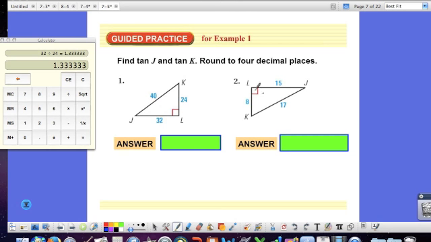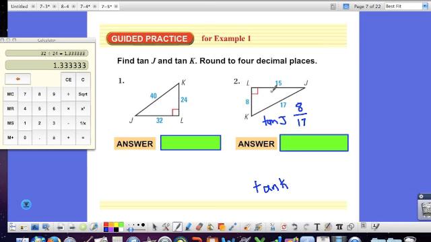And we're going to do the tangent of J and K. Once again, that's going to be opposite over adjacent. I was obviously talking a lot and moving the pen around. So the opposite of J is 8. The adjacent is 17. That is the fraction. Tangent of J is a fraction.